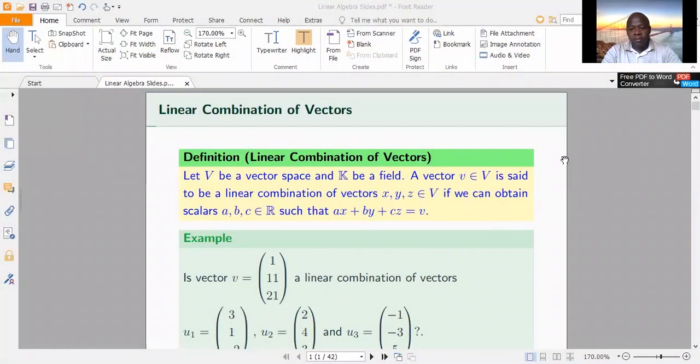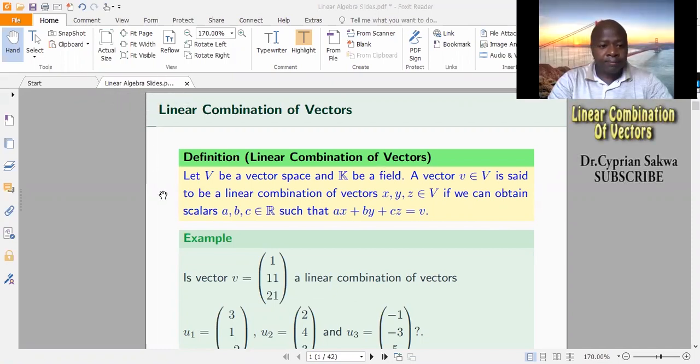First of all, defining what you mean by a linear combination of vectors. Now, just before that, our capital V here will represent a vector space, and K will represent the scalars. In this lesson, our K will just be the real numbers.